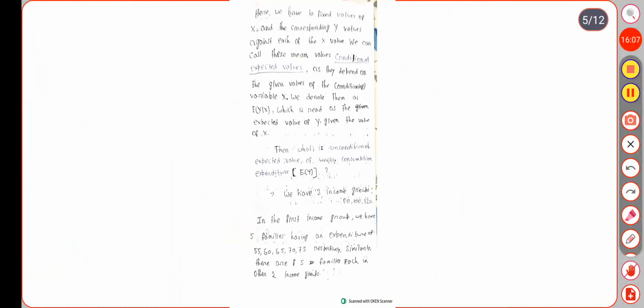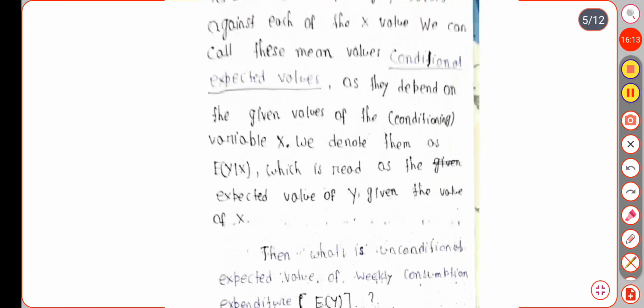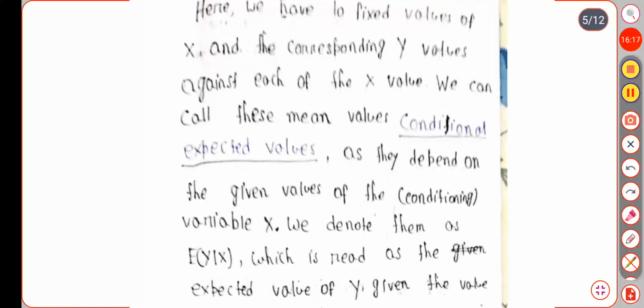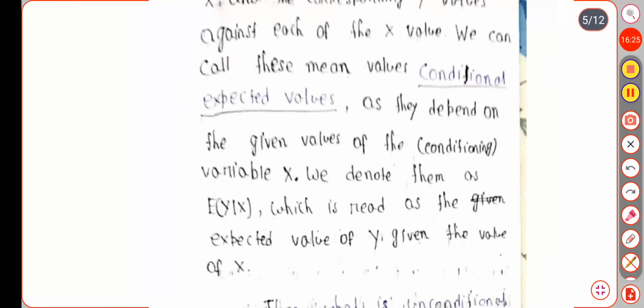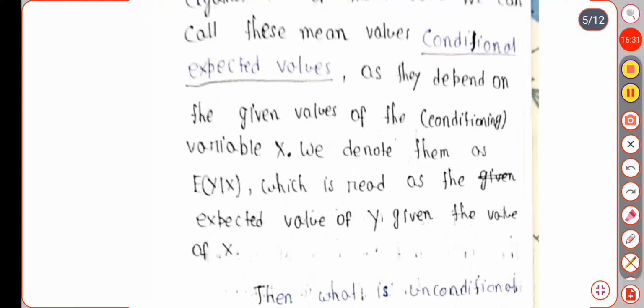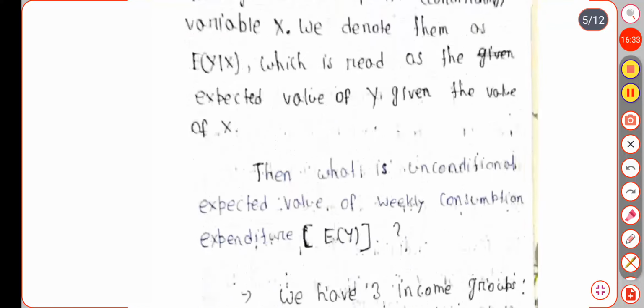Now we are going to the next assumption. You can just check this. You can read this if you are interested. If we have fixed values of x and corresponding y values against each of the x values, we can call these mean values conditional expected values, as I have told, as they depend on given values of the variable x. We denote them as expectation of y given x, which is read as the expected value of y given the value of x.